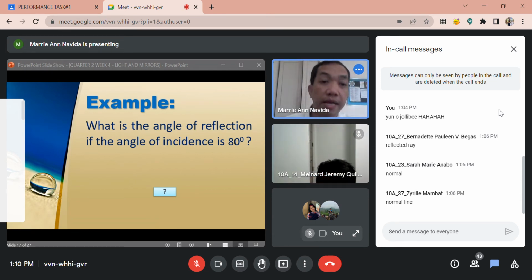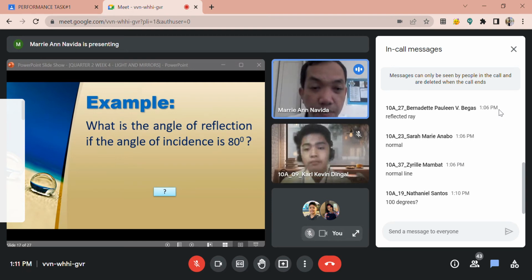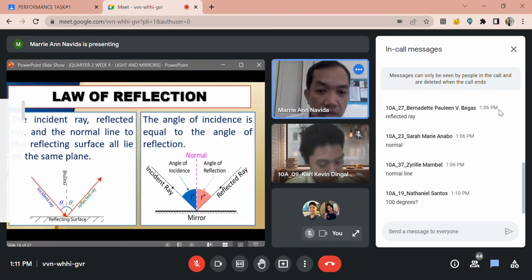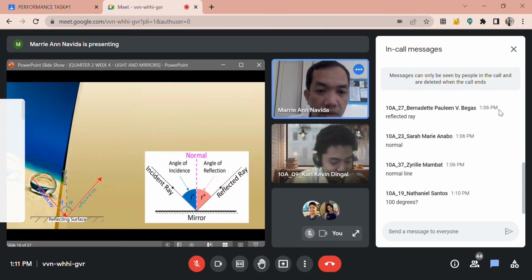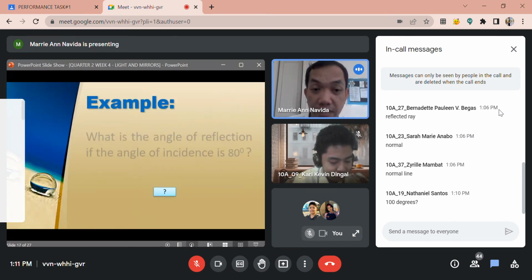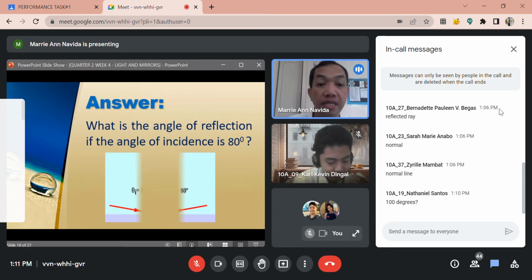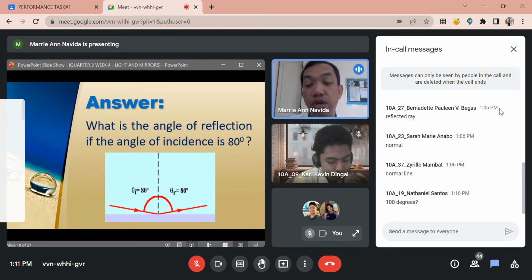Kevin, what's the answer? If the angle of incidence is 80 degrees, then the angle of reflection is? 80 also. Okay, 80 degrees. It cannot be 100 degrees, Nathaniel. Going back, it says here the angle of incidence is equal to the angle of reflection. Meaning, whatever the value of the angle of incidence, that is also the value of the angle of reflection. So that is 80 degrees. Just like this one: if this is the angle of incidence of 80 degrees, then the reflection is also 80.